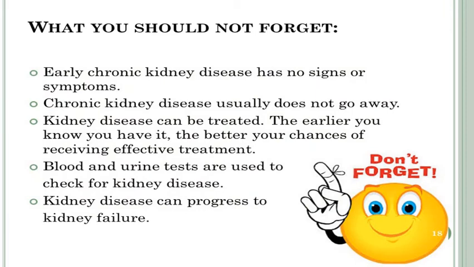While living with kidney disease, one should always remember that early chronic kidney disease has no signs or symptoms. Chronic kidney disease usually does not go away. Kidney disease can be treated. The earlier you know, the better your chances of receiving effective treatment. Blood and urine tests are used to check kidney disease. Kidney disease can progress to kidney failure if not treated properly.